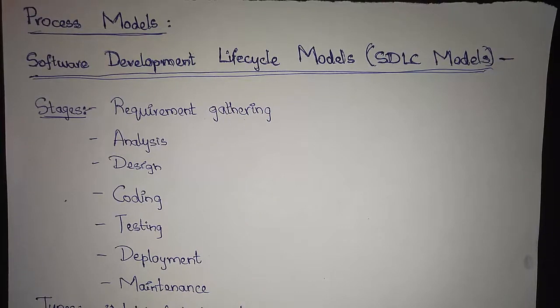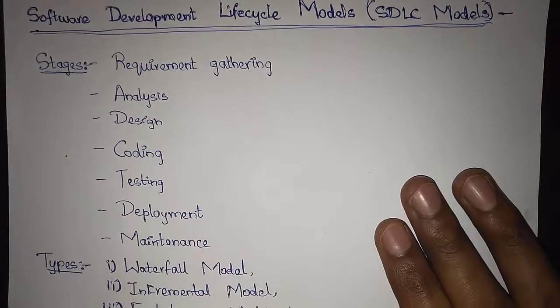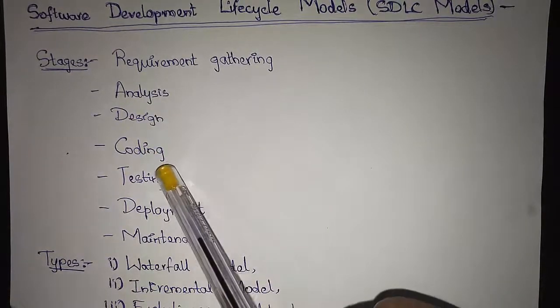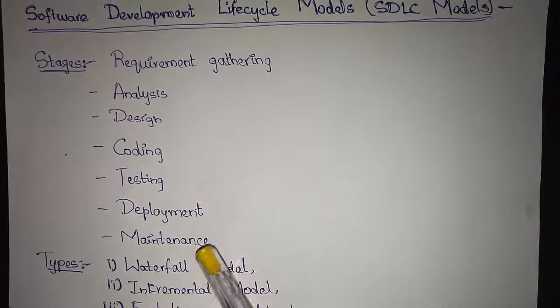Alright, a software development lifecycle model is a conceptual framework describing all activities in a software project development from planning to maintenance. It is associated with several models. There are various stages involved in the SDLC model: requirement gathering, analysis, design, coding, testing, deployment, and maintenance.